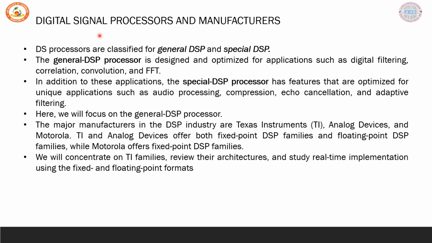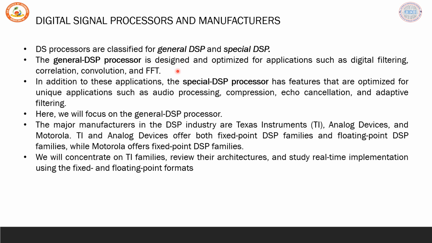Let us take a look at the common digital signal processor manufacturers. Digital signal processors are classified as general DSPs and special DSPs. The general DSPs are those which are designed and optimized for applications such as digital filtering, correlation, convolution, FFT, etc. Meaning that they are not meant to do one task, but they can carry out different tasks based on how you program them.